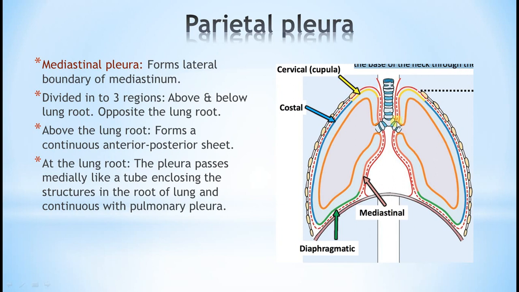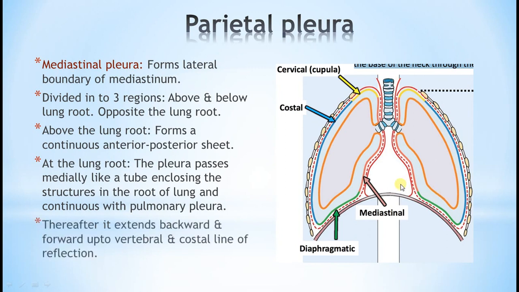Okay, then at the region of the lung root, the mediastinal pleura runs laterally to be continuous with the pulmonary or the visceral pleura. It forms a tubular sheath enclosing the lung root structures, that is your bronchus, pulmonary artery, pulmonary vein, and all those things. You are able to understand? So that is forming a tubular structure, thereby it is passing laterally to be continuous with the pulmonary pleura.